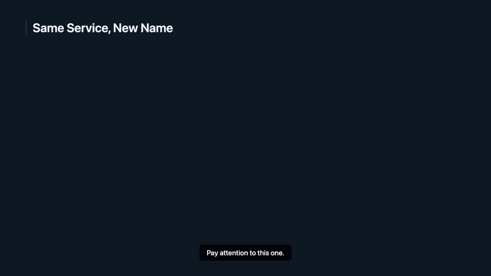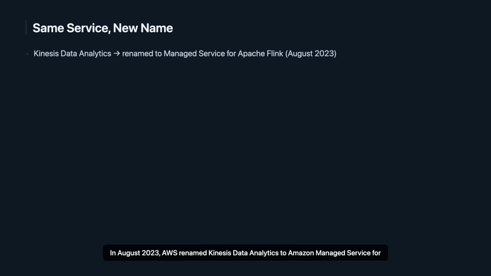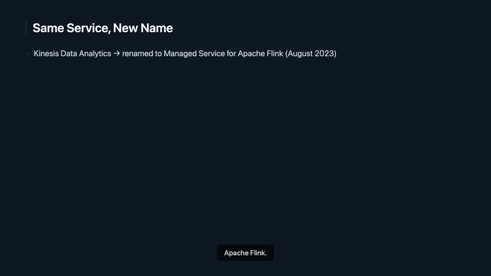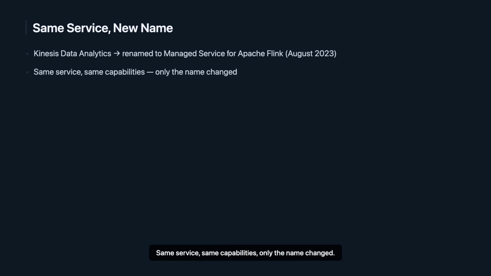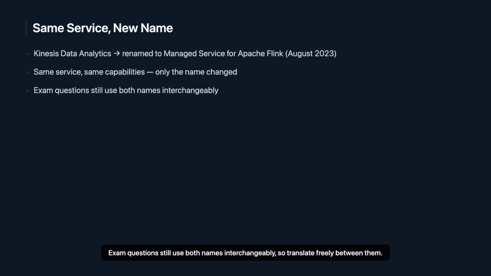Pay attention to this one. In August 2023, Amazon Web Services renamed Kinesis Data Analytics to Amazon Managed Service for Apache Flink. Same service, same capabilities, only the name changed. Exam questions still use both names interchangeably, so translate freely between them.